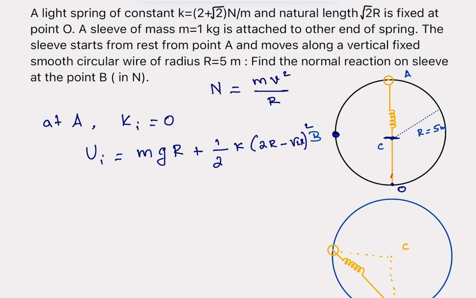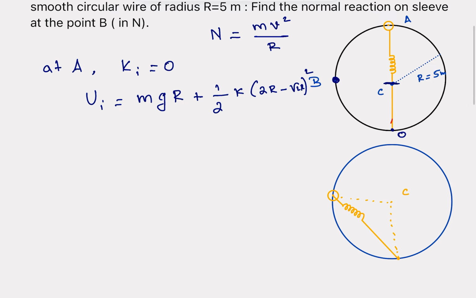In the same way, we can write for point C. Of course, what we can expect is that at point C the kinetic energy is non-zero, because there is some motion here. So the velocity is v and the mass is m.